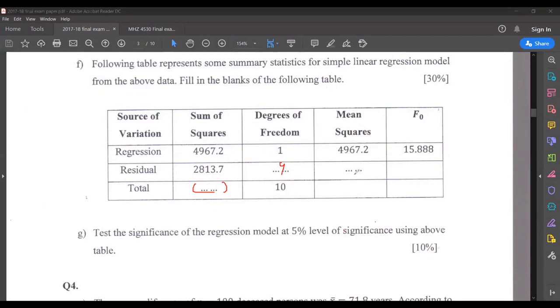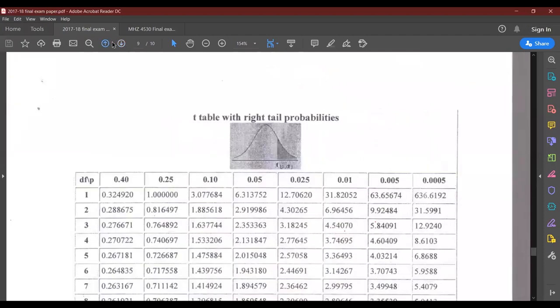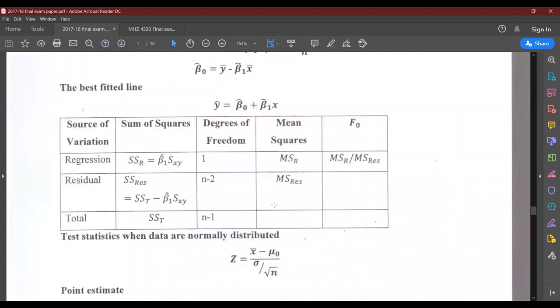So what is the mean square? This is remaining. To find the mean square, divide 2831, 13.7 by 9. If you divide by 9, you can find this one. Even these equations are given to us in the equation page. The entire ANOVA table is given here with the equations. It's very much simple to fill the ANOVA table.